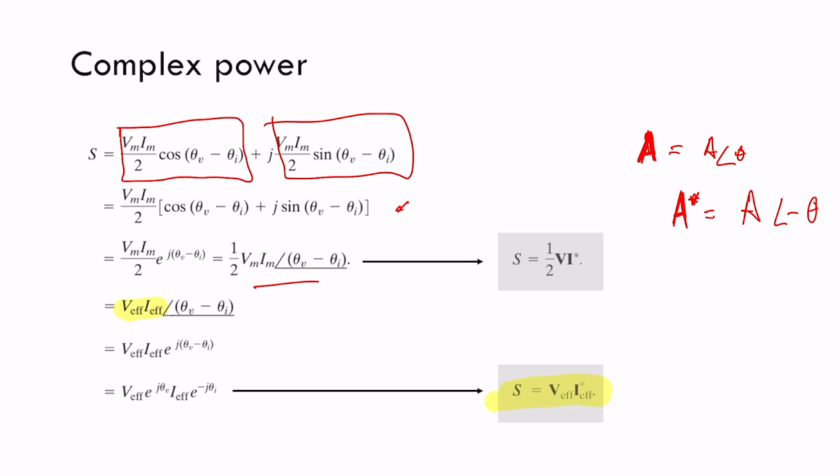The complex power is voltage times current conjugate. This is very similar to what we have in DC, but of course with the special feature that they are complex numbers. They are not representing the amplitude, but they are representing the effective value.